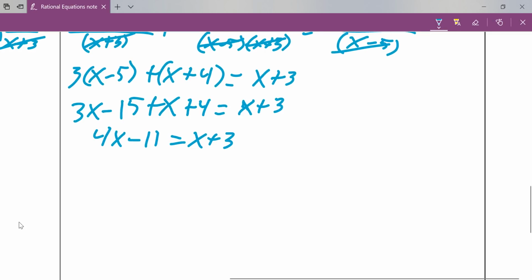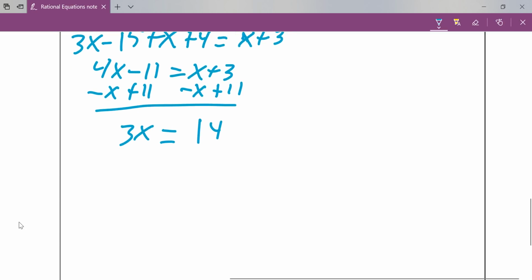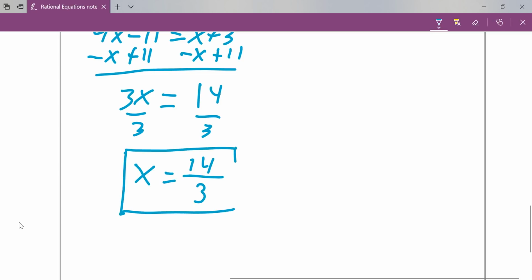And then just like in the last one, we want to isolate our x's and our constants. So we're going to add 11 and then subtract x. And that's going to leave us with 3x on one side is equal to 14. We're going to divide by 3. So we have x is equal to 14 over 3. And that is your answer.